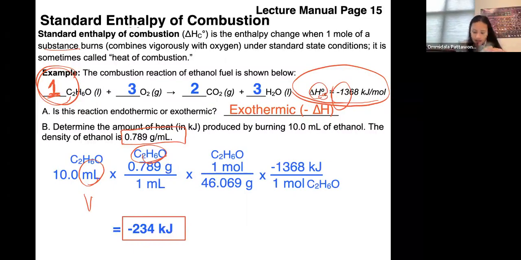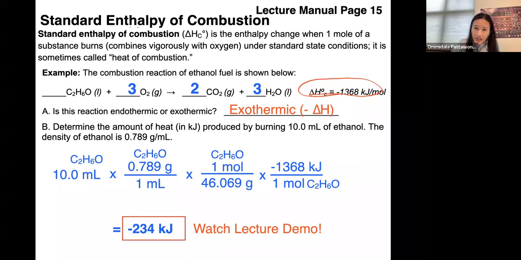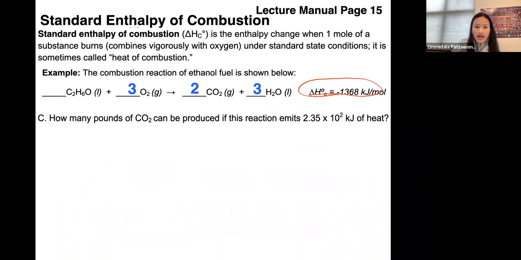So again, this is an example to demonstrate that you can calculate the heat involved with the reaction of any chemical that you can combust, if you have the list of the standard enthalpy of combustion for each of those substances. So the amount of heat that you see here might not mean anything to you, so I'm going to create a lecture demo for this, that way you see exactly what 234 kilojoule means. So you can actually see it. Let's take a look at the next one.